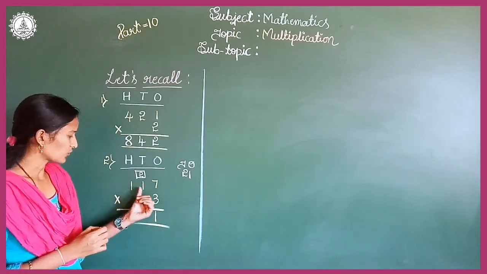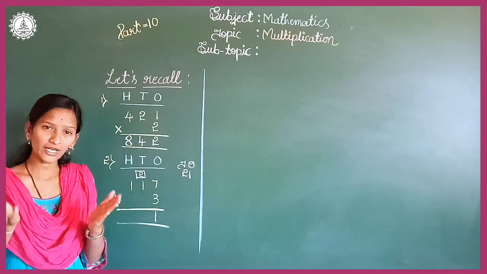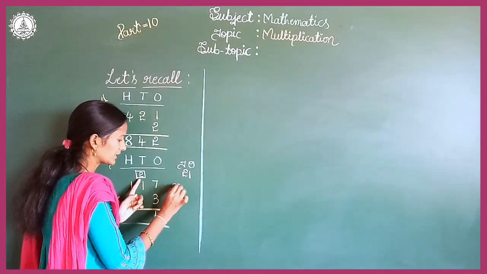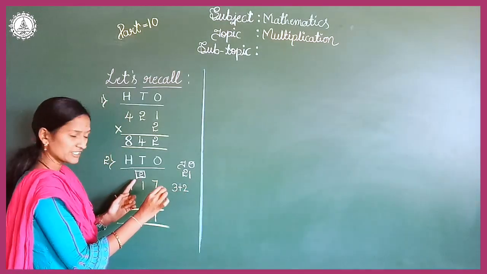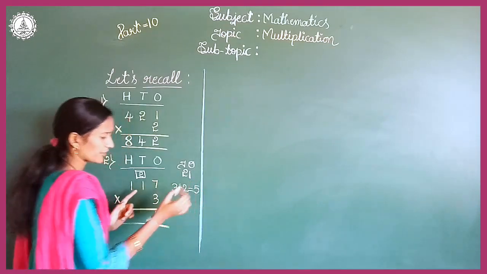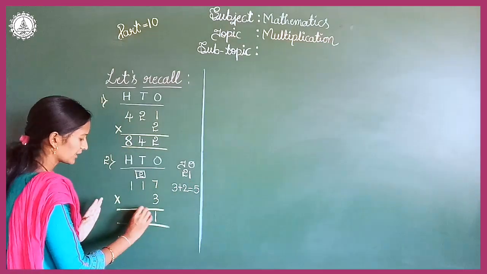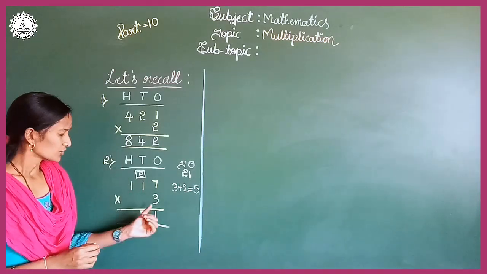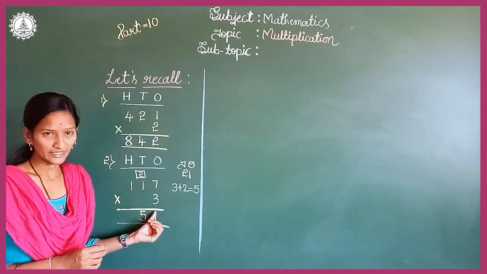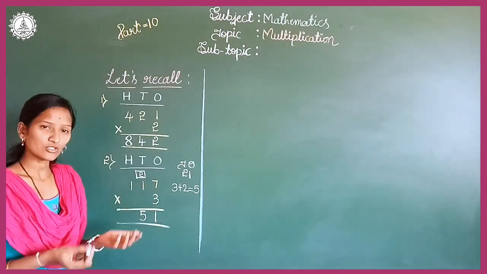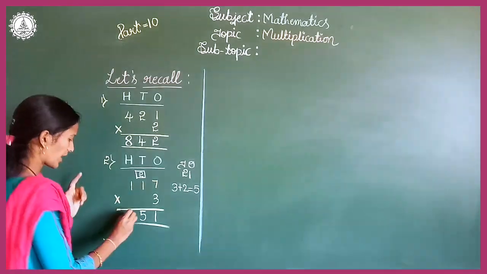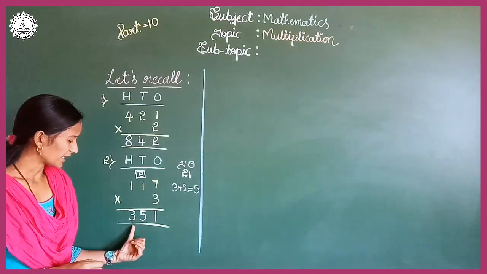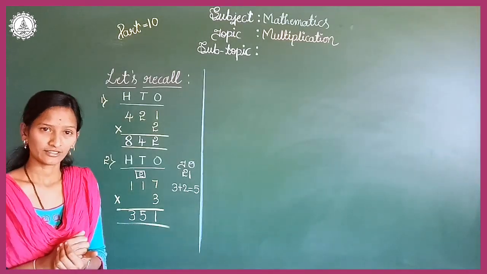So 3 into 1. Yes, already you know 3 into 1 is 3, right? So this 3 plus 2. 3 plus 2, this is a carry, right? So 3 plus 2 is 5. So this 5 I am writing in the tens column. Okay. Now come to the hundreds column. So multiply the hundreds with the multiplier. 3 into 1 is also equal to 3. So I am writing this 3 in the hundreds column. So which is our product? 351 is our product, right?